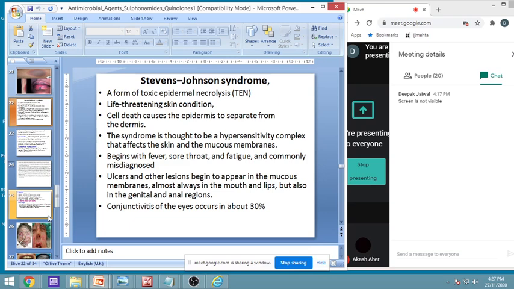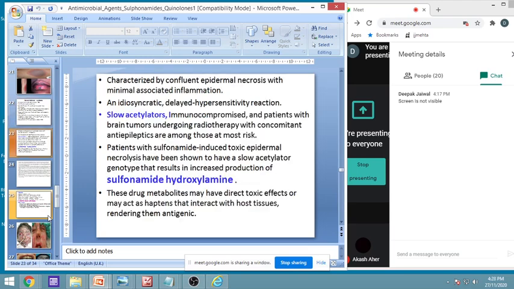Ulcers and other lesions can also appear in the mucous membranes, almost always in the mouth and lip, but also in the genital area and the anal regions. Conjunctivitis of the eye occurs in about 30% of patients, and you can see it is a dangerous one.